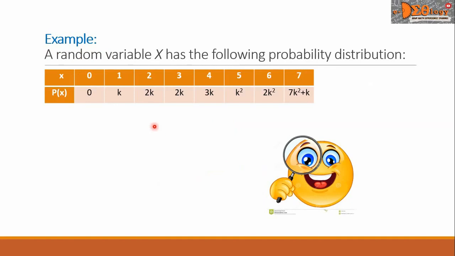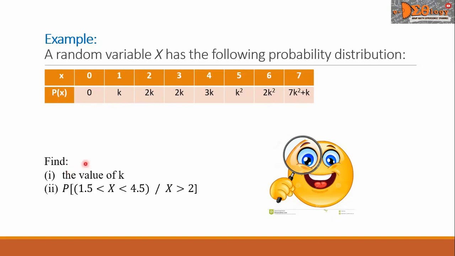Let us see this example. A random variable capital X has the following probability distribution. There are two rows here. The first row represents the small x, numbers from 0 up to 7. And the second row is the P of x, denoted by all these values respectively. Thus, P of 0 is 0, P of 1 is k, P of 2 is 2k, P of 3 is 2k, P of 4 is 3k, P of 5 is k squared, P of 6 is 2k squared, and P of 7 is 7k squared plus k.